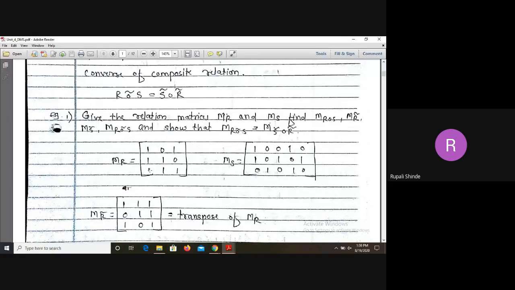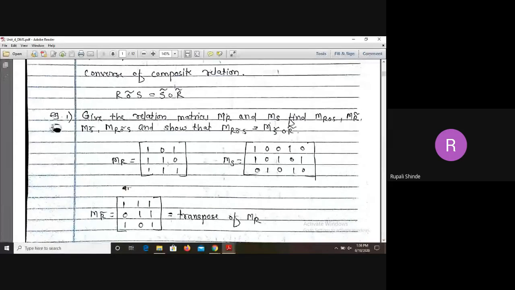Repeat. Okay. Which point do you want to repeat? For which sub questions? Second. Second, that is M of R converse. Yes, ma'am. Okay. So how to find this R converse? Just you have to interchange rows and columns.